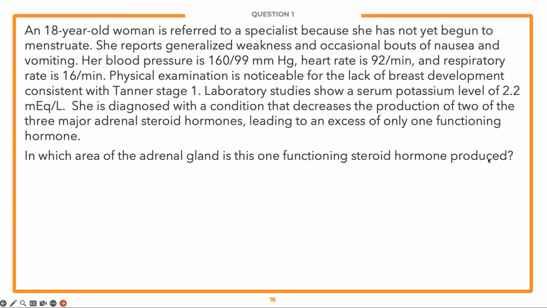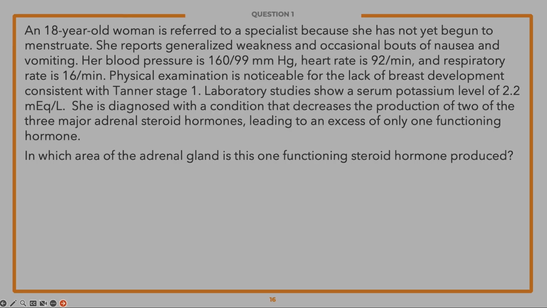An 18-year-old woman is referred to a specialist because she has not yet begun to menstruate. She reports generalized weakness and occasional bouts of nausea and vomiting. Her blood pressure is 160/99. Heart rate is 92, respiratory rate 16. Physical exam is notable for a lack of breast development, consistent with Tanner stage 1. Laboratory studies show a serum potassium level of 2.2. She's diagnosed with a condition that decreases the production of 2 of the 3 major adrenal steroid hormones, leading to an excess of only 1 functioning hormone. So they're already kind of priming you to think of a diagnosis based on that.